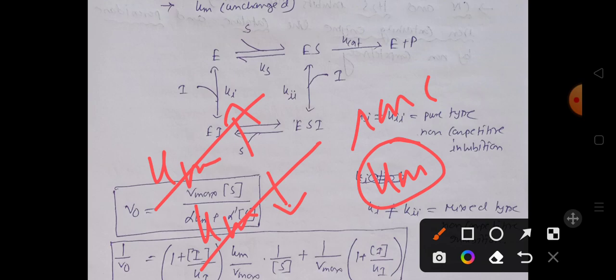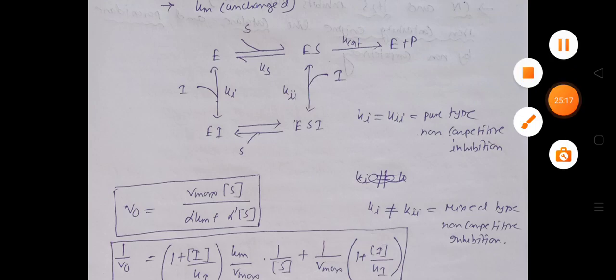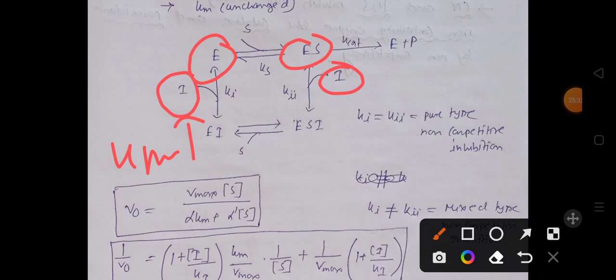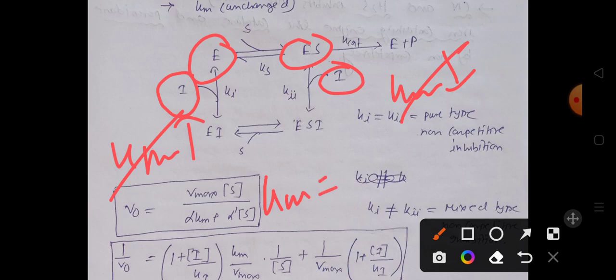If I try to simplify it, just see here the inhibitor is going to interact with the free enzyme. That means clearly here Km is going to increase, right? Similarly, binding of the inhibitor with the enzyme-substrate complex, from the learning of uncompetitive inhibition, we can clearly understand that here Km is going to decrease, right? So these two values are going to nullify each other, okay?